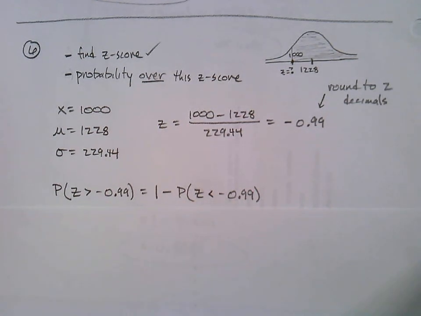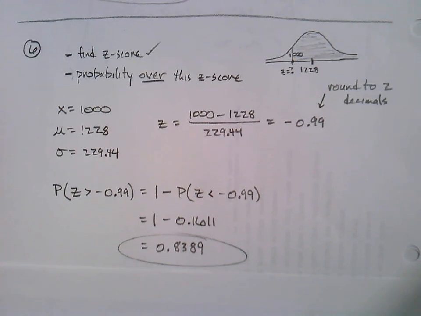Once we have written this, then we grab our probability table, and I'll leave this off screen because we've done it enough. Hopefully you guys can follow along. Go ahead and look up negative 0.99. Did you get 0.1611 for that probability? Then we'll subtract, and we've got our final answer to this one. The proportion of U.S. women who spend over $1,000 is 0.8389, almost 84%. There is the answer to number 6.